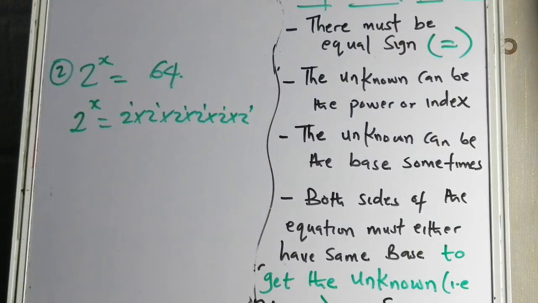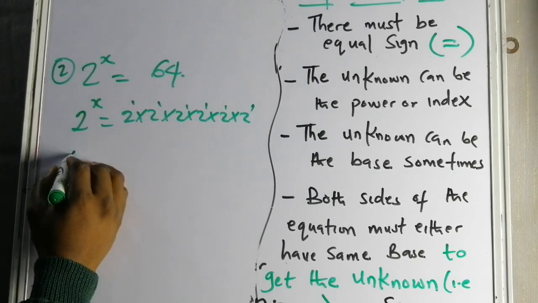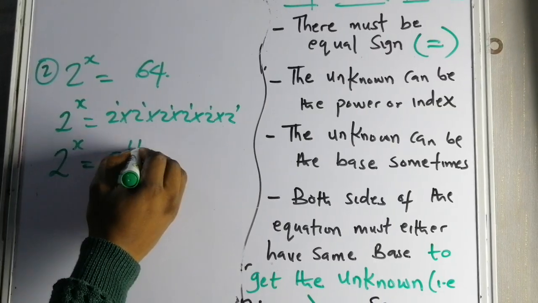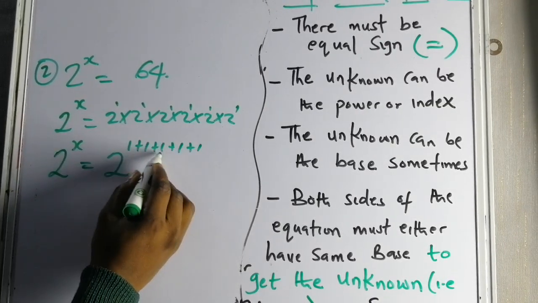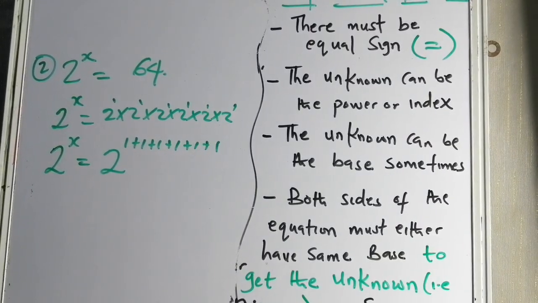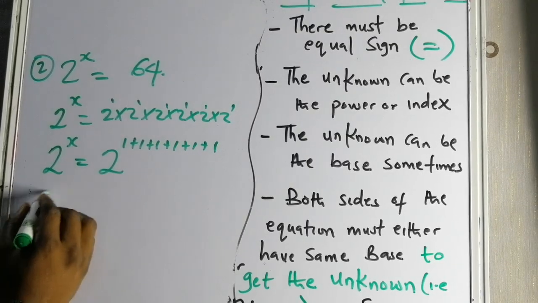Indices. Don't forget indices, multiplication law under indices. Pick one base and add the power. So this is the same thing as saying 2^x equals 2 raised to power what? 1 plus 1 plus 1 plus 1 plus 1, 1, 2, 3, 4, 5 plus 1. Okay, that is indices. So if you've not gone through part 1 of indices, please go through it. It's as simple as that.